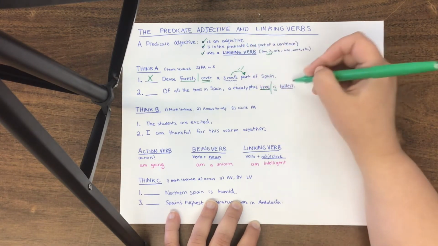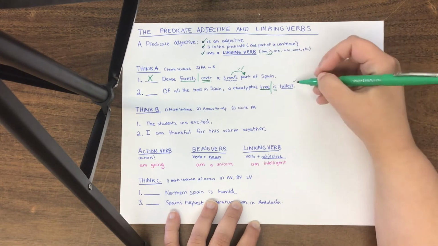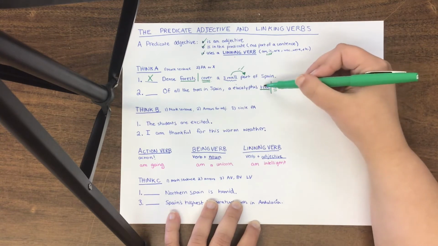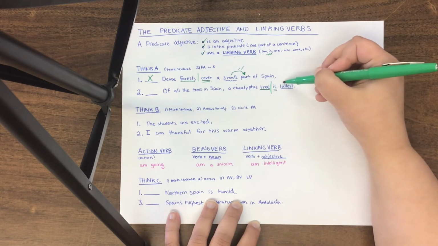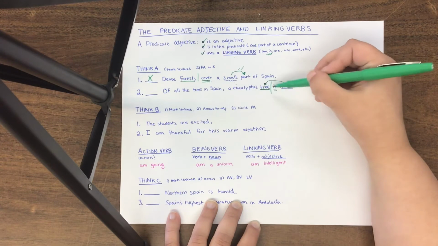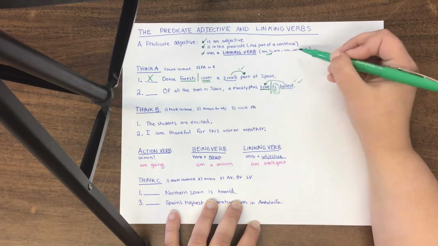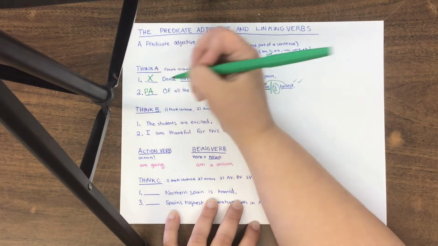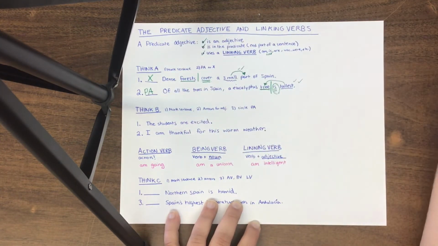So first of all, is tallest an adjective? Yes. Is it in the predicate? Yes. Is it with a linking verb that links it back to the subject? Tallest is describing the subject, and it's connected by the word is, which is one of our linking verbs. So that is a predicate adjective. There we go. That's the difference right there.